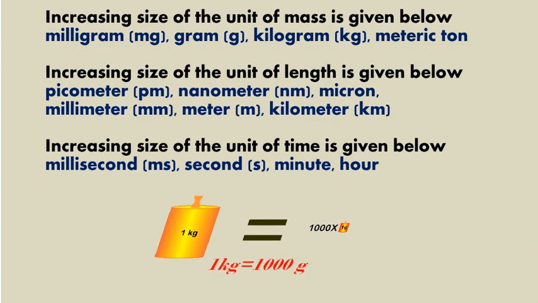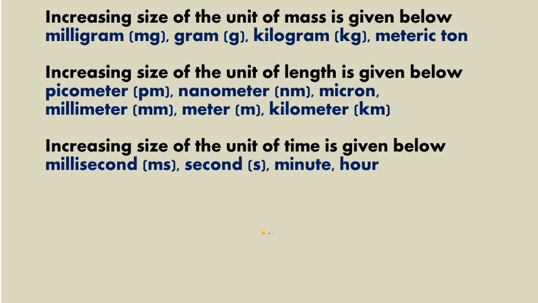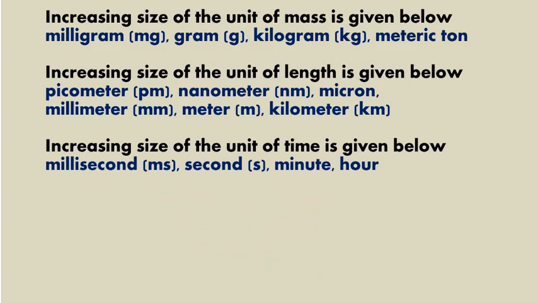For example, gram and kilogram both are units of mass, but gram is smaller in size in comparison to the kilogram. The size of kilogram is 1000 times the size of gram. Meter and centimeter both are units of length. The size of the unit meter is 100 times the size of the unit centimeter.